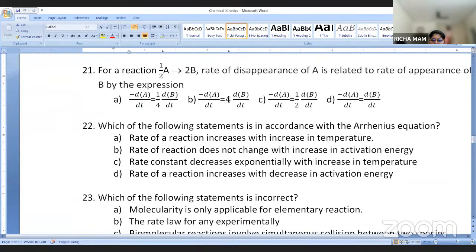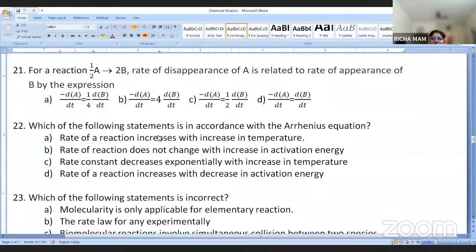Okay, question 22. Read the question. Which of the following statements is in accordance with the Arrhenius equation?